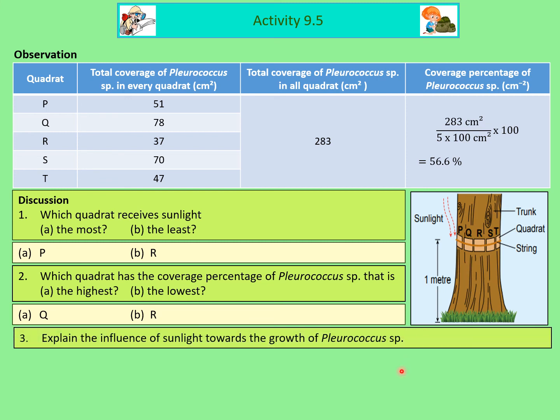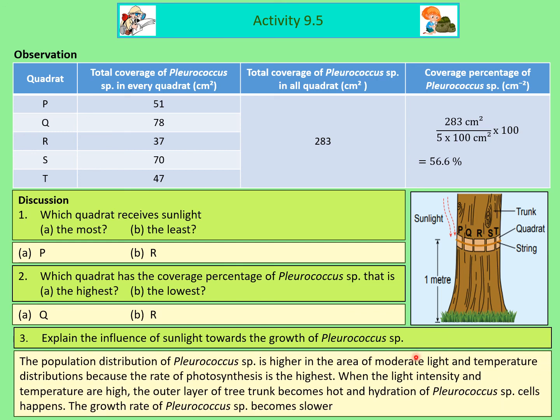And then question number 3, explain the influence of sunlight toward the growth of Pleurococcus. The population distribution of Pleurococcus is higher in the area of moderate light and temperature because the rate of photosynthesis is the highest. When the light intensity and temperature are high, the outer layer of the tree trunk becomes hot and dehydration of Pleurococcus cells happens. The growth rate of Pleurococcus becomes slower.